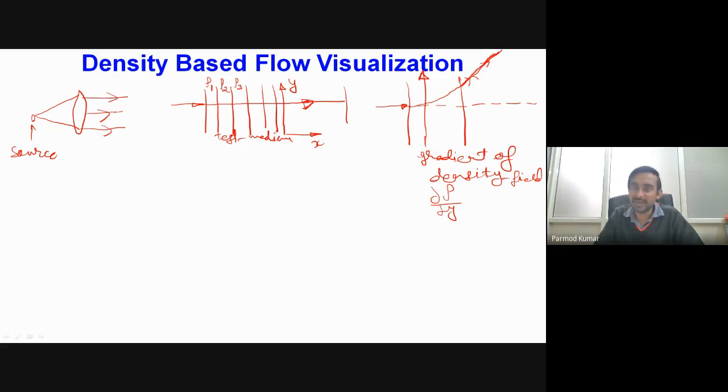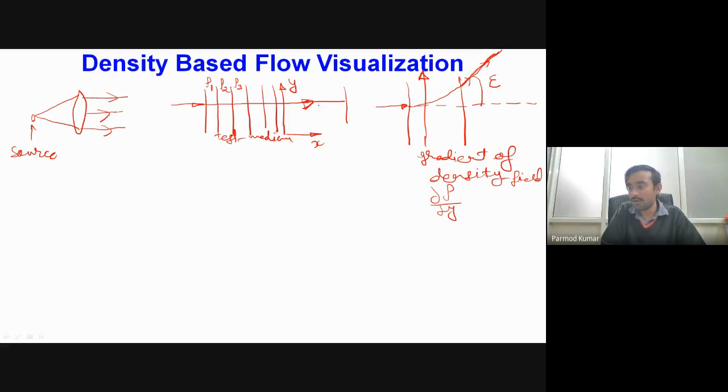Okay, and whatever the angle we are getting over here, let us call that angle some epsilon angle. Okay, so now it means one of the important criteria is that we should have the gradient of refractive index, or in other words the gradient of density field, in a direction normal to the direction of the incident field. Okay, so if we are having the gradient in the same direction, then we will not be having the deflection of the light wave. Okay, so this is the basic idea.